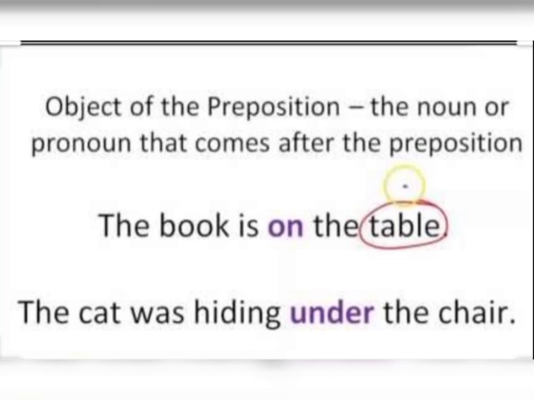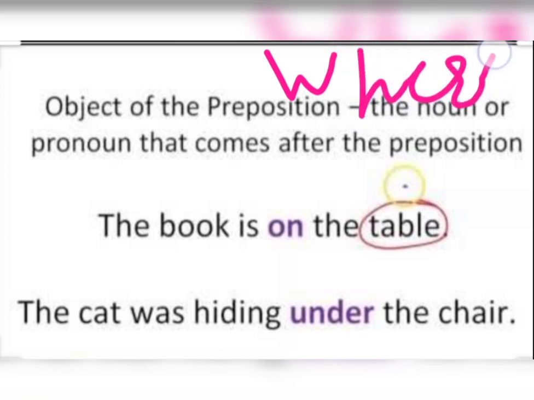Now let's learn about object of the preposition. Here I am going to tell you a very easy trick to find the object of the preposition. You have to simply ask the question to the preposition with where. Okay, what question do you have to ask? Where. Yes, for example, the book is on the table. On is the preposition. So ask the question with where. Where is the book? On the table. So this is the object of preposition.